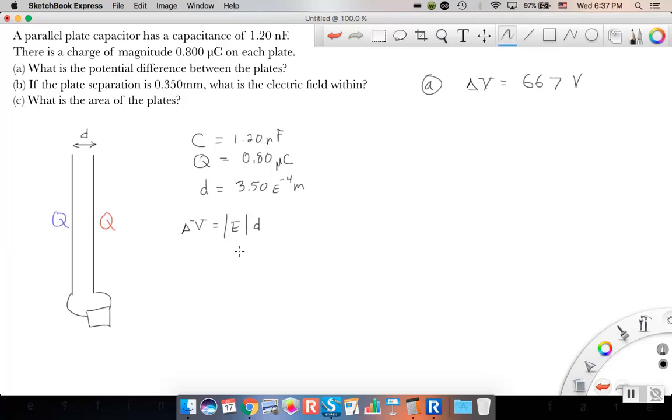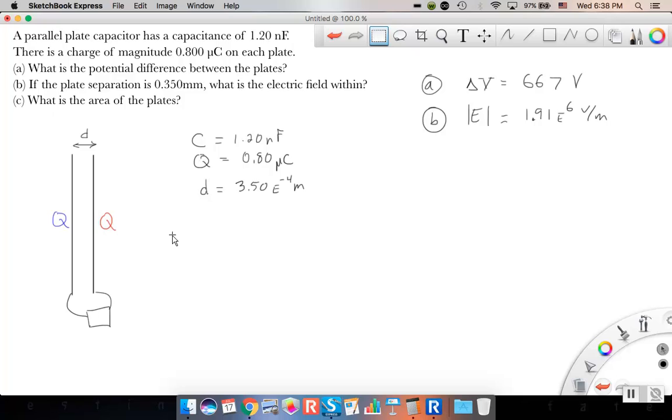So, okay, this is pretty straightforward. The strength of the electric field is then given as the voltage divided by the distance. And we've already calculated our voltage, 667 volts divided by 3.5 times 10 to the negative 4 meters. That gives us 1.91 times 10 to the 6 volts per meter. Okay, so that's part B.